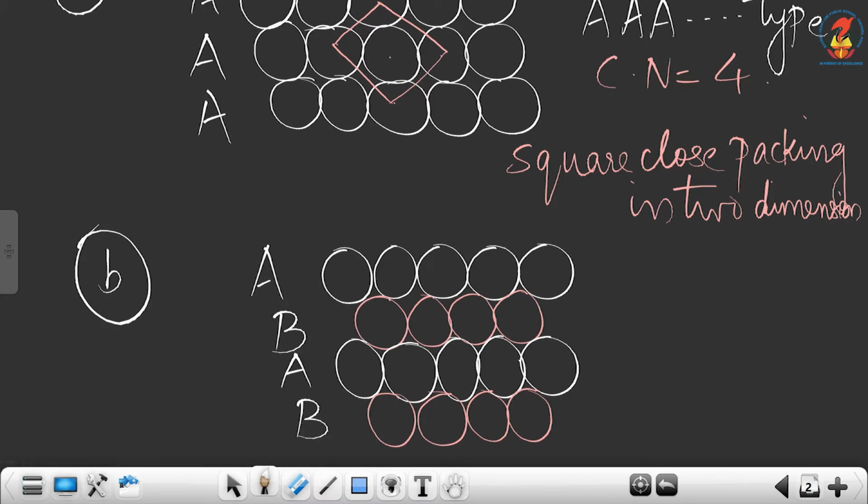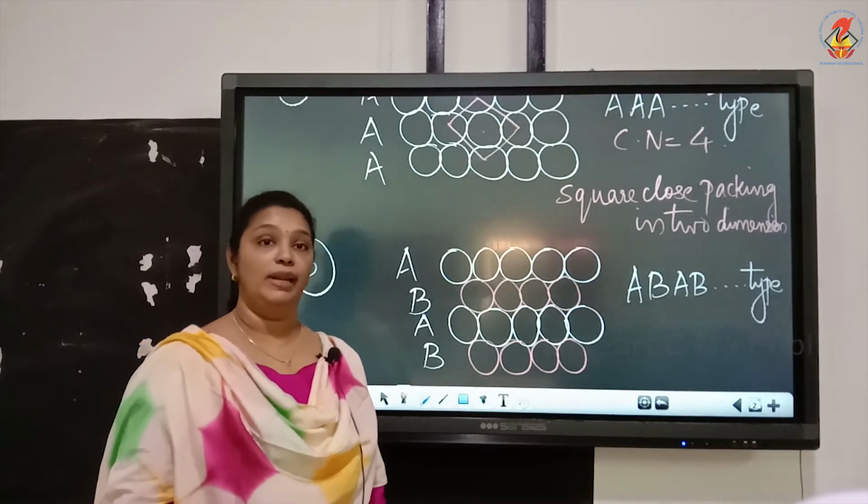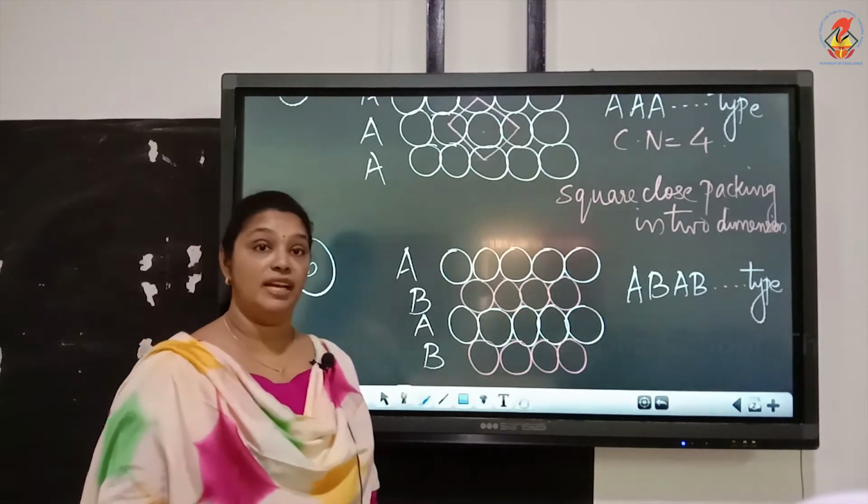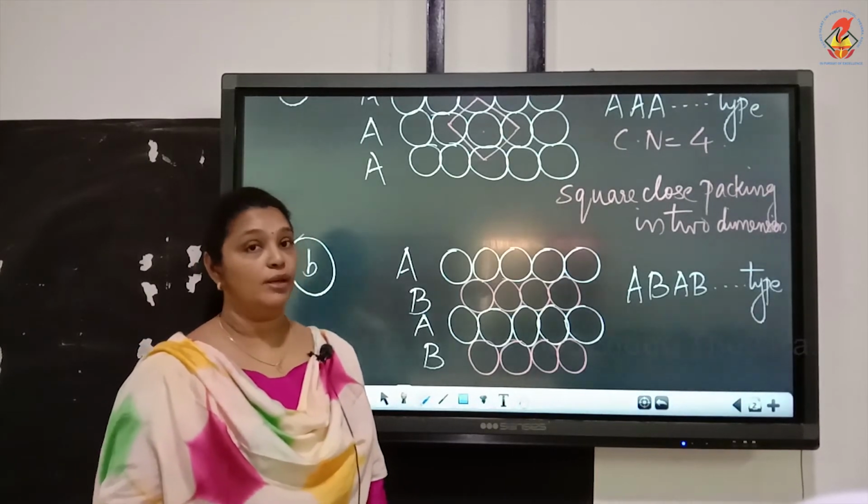Okay, now what can you call this type of arrangement? We can call this AB type of close packing or arrangement. Now let us calculate the coordination number of this type of arrangement, that is AB type in 2-dimensional close packing.